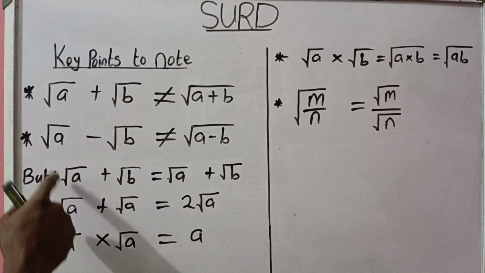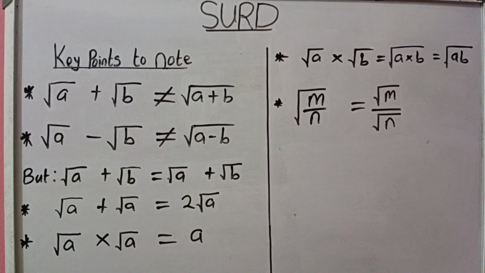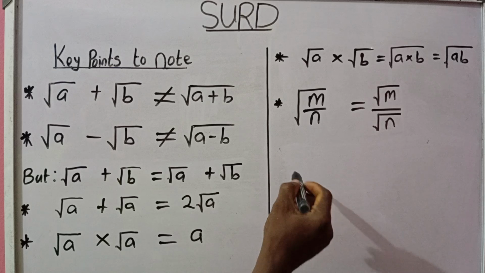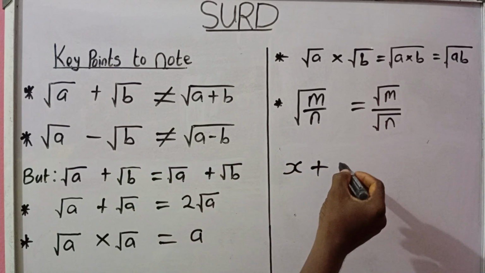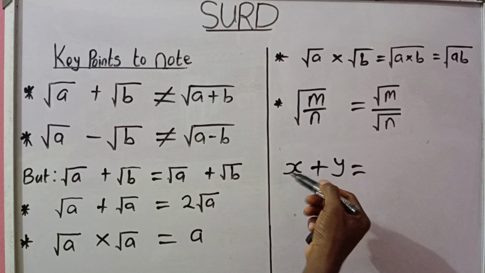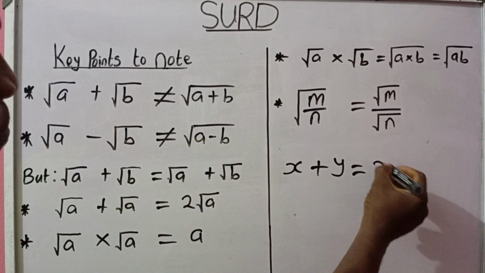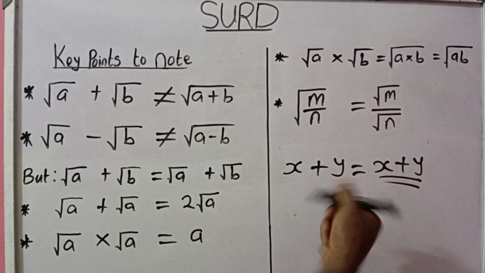We can say that root A plus root B is equal to root A plus root B, because there's nothing you can do about it, because both of them are unlike terms, just like representing root A as X plus root B as Y. If you are given a question like this and asked to simplify, the answer must be X plus Y. So the question is as good as the answer.